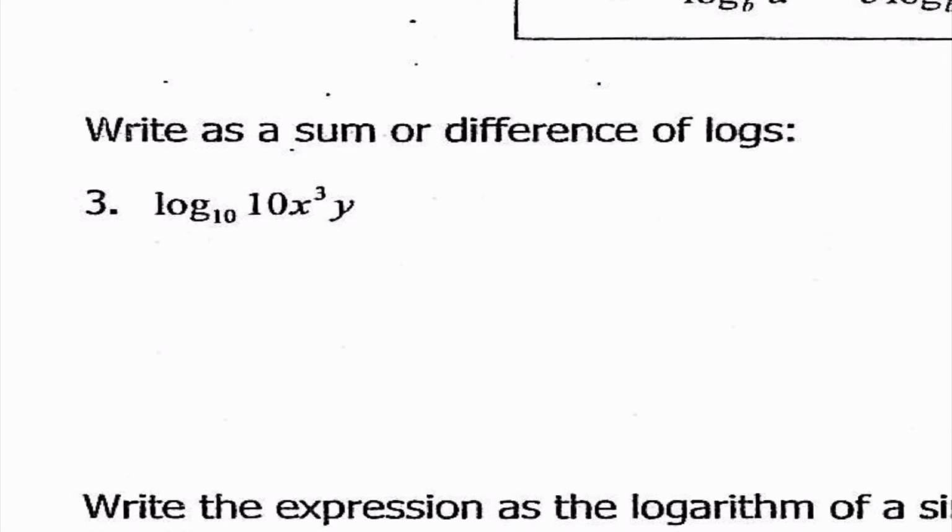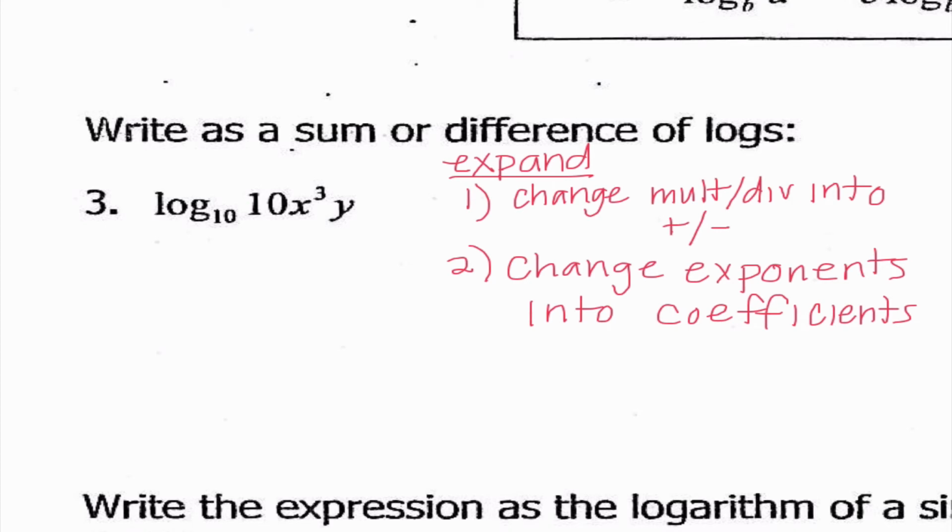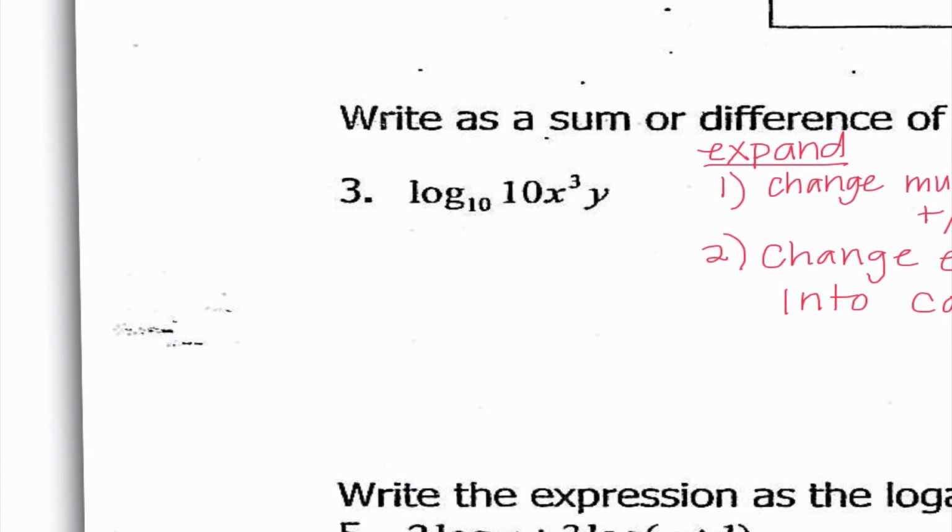Our first set of directions says write as a sum or difference of logs. So basically, in order for us to do this, there's just some things we need to look for. The very first thing that I want to do is I want to expand by changing any multiplication or division into addition or subtraction. So that's the very first thing we look for. Then, after I've split it up, I want to look and see if there are any exponents that we can change into coefficients. So let's go ahead and look at number 3.